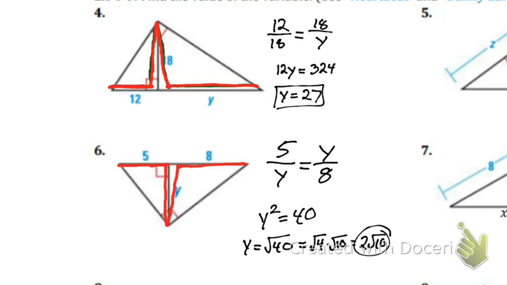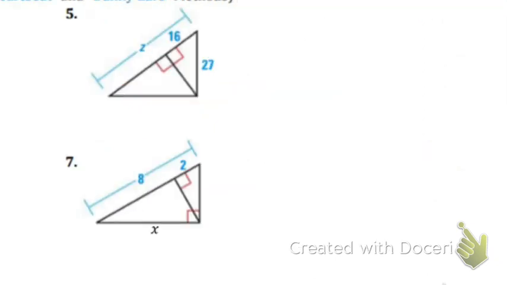Any questions on the heartbeat method? That's what those two kind of are. We're good? Okay, let's go over to 5 and 7.